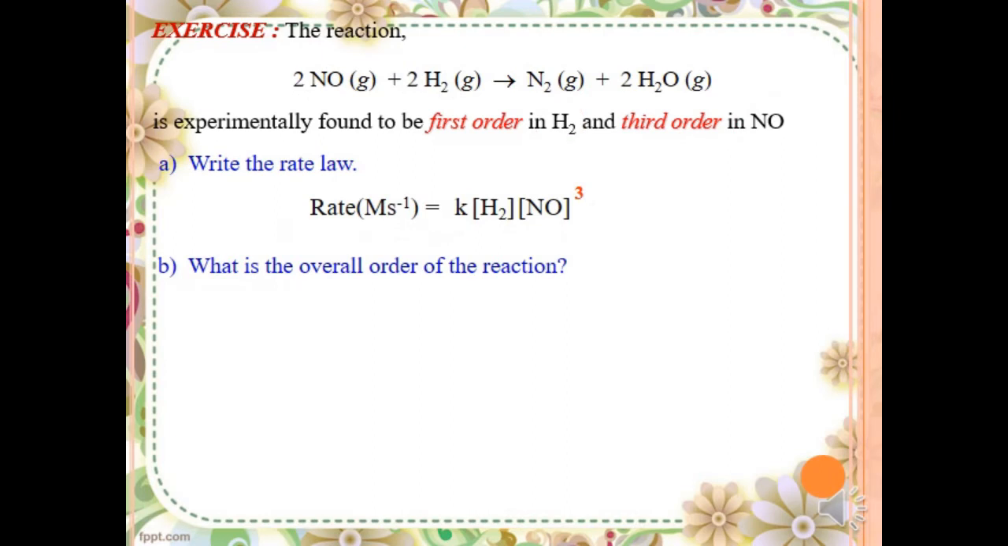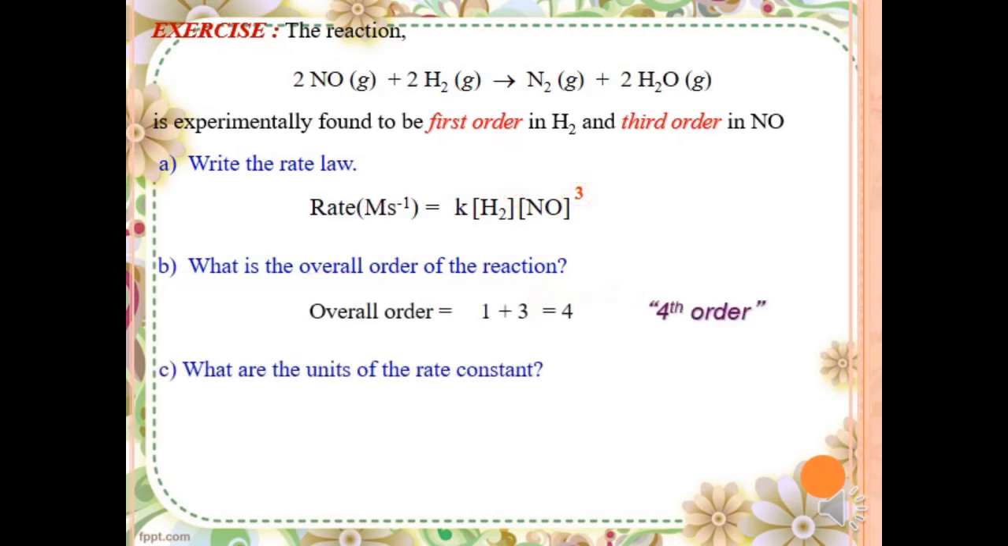Okay, question B. What is the overall order of the reaction? Overall order means here, total power here plus total power here. Okay, so overall order is 4. Okay, fourth order. Okay, let us check our answer. Okay, fourth order.